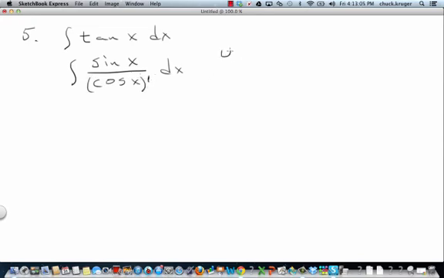Number 5 and 6 are true proofs. So I'm going to find the integral of the tangent of x dx. So I'm going to rewrite that first of all as the sine of x over the cosine of x dx. The derivative of cosine is negative sine, so it looks like I'm going to be able to use substitution here. So I'm going to let u equal the cosine of x, and that means du dx is equal to the negative sine of x.